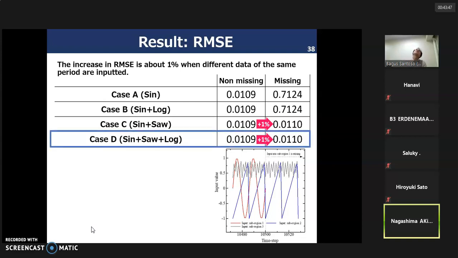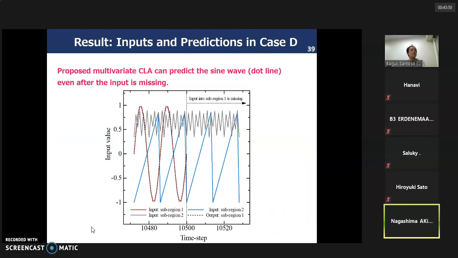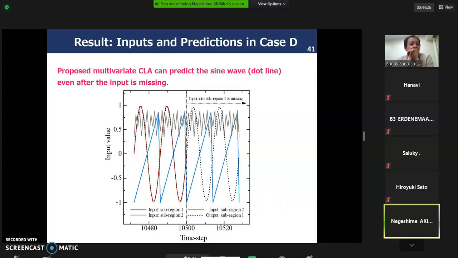From here, I'm going to talk about case D. This figure shows input data and the prediction value on subregion 1 before and after data missing. The x-axis represents time steps, and the y-axis represents the input value. The black dashed line represents the predicted value of subregion 1. This graph shows that the proposed multivariate CLA is predictable with no missing inputs. Furthermore, this graph shows the predictions for the missing inputs. We see the proposed multivariate CLA can predict the sine wave, even after the input is missing.